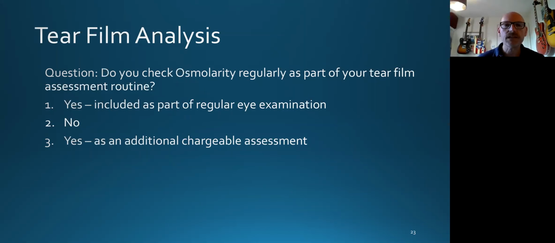And let's take a look and see. So how's that poll looking, John? So I think we could have predicted a set of results rather like this. So the majority of you not using osmolarity. And then if we take a look at the guys who are incorporating osmolarity into their routine, it's about 50-50, 12% versus 8%. So some including it as part of their regular routine.